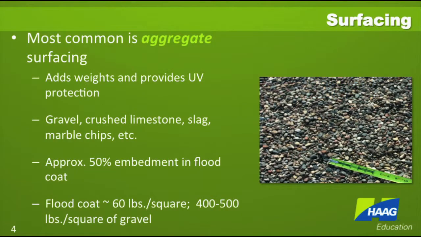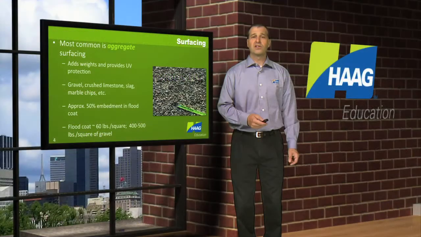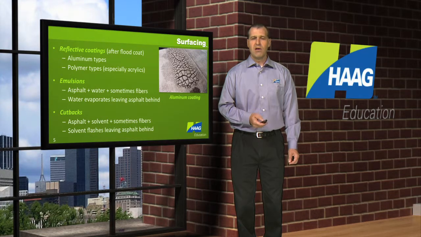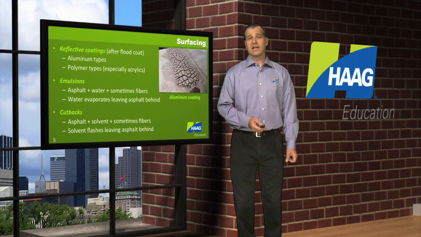The hot flood coat is going to be applied on the top of the built-up roof at a rate of about 60 pounds per square, which is roughly 1/8 of an inch thick. Then our aggregate would be applied at about 400 to 500 pounds per square. The ideal is that aggregate is applied when the flood coat is still hot, so you can get approximately 50% of the gravel actually embedded into the bitumen. The rest can be on the top loose, and that's part of the proper design to have some embedded and some loose gravel.